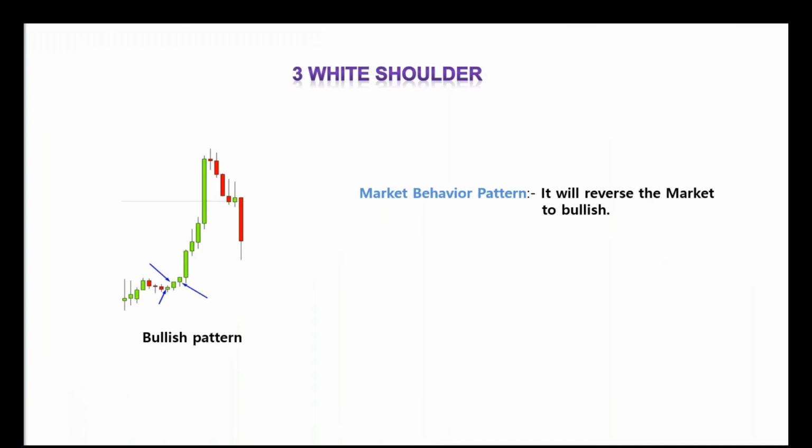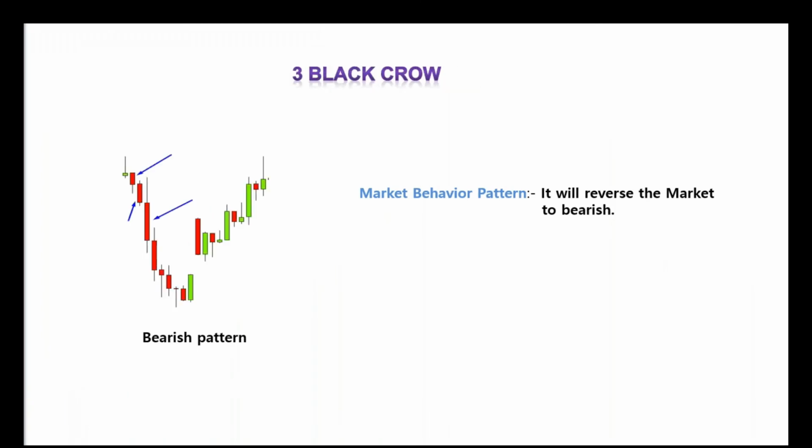The next one is the opposite of the three white soldiers, which is the three black crows. It is the same as the three white soldiers, but the candles should be bearish. The first candle should be generated, the second candle should start at the same price where the previous one closed, and the third one should start where the previous one closed, and after that the market will be in huge volatility. The market will continue for the long term, or at least a short term, with a good profit.